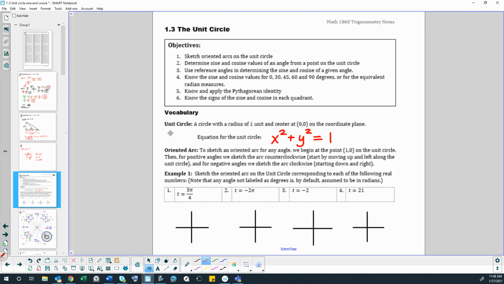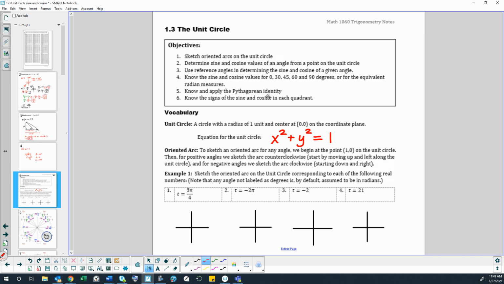So a unit circle is a circle with a radius of 1 unit. The center's at 0, 0 on the coordinate plane. The equation for that unit circle is x squared plus y squared equals 1. Think back to Math 1050, to conic sections and circles. Center at 0, 0, radius 1. Does it make sense that that's our equation for this circle, right?